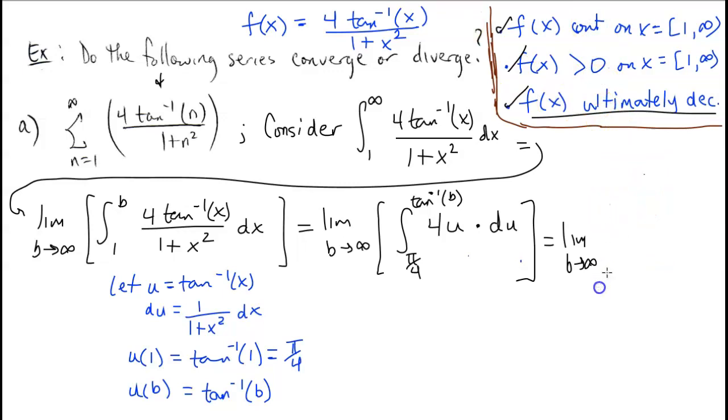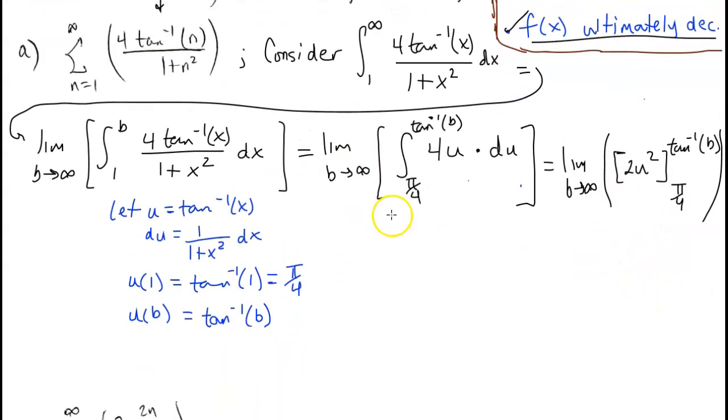So I'll go ahead and simplify it to that. We'll change the way that this looks too. So kind of do this: 2u squared, and this will go from pi over 4 to tangent inverse of b. And so we can just evaluate. Let me get a little bit more room here. I'll go ahead and erase this substitution part to give myself a little bit more room.